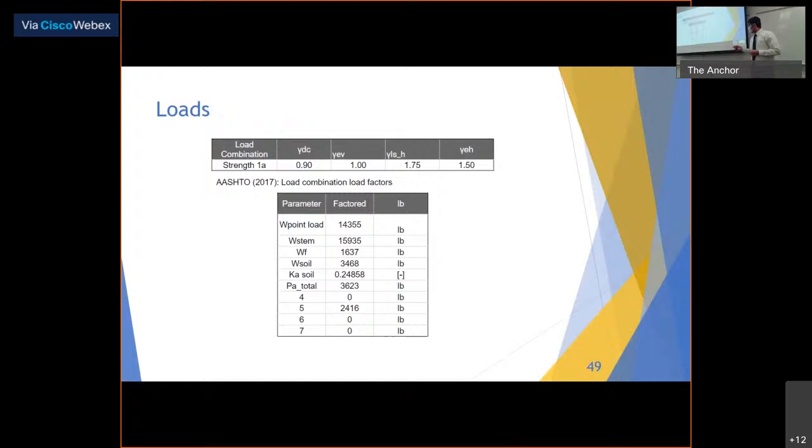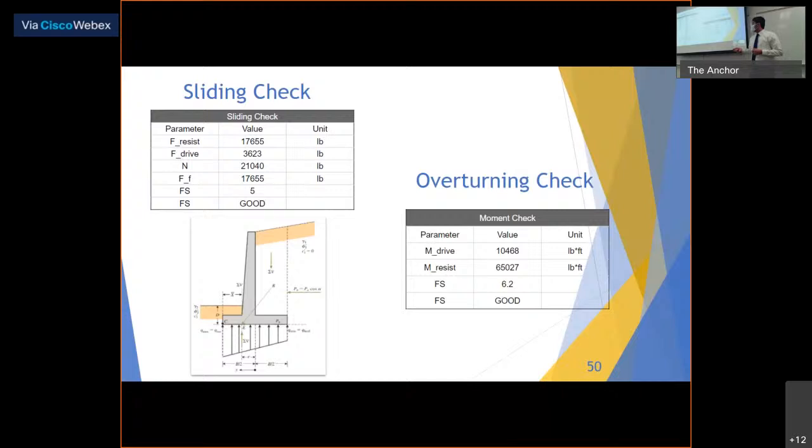Now, to begin with, we wanted to make sure that our sliding check was good. The sliding check essentially is that whenever we put this weight onto the soil, there's going to be a normal force acting up against the footing directly against it. And this creates a frictional force that goes along the bottom of the footing itself. So this is going to be our forces that are resisting sliding movement of the abutment. In order to do this, we needed to get a factor of safety of at least 1.5. And for our factor of safety, we came up with a value of about 5, as you can see in the left-hand chart.